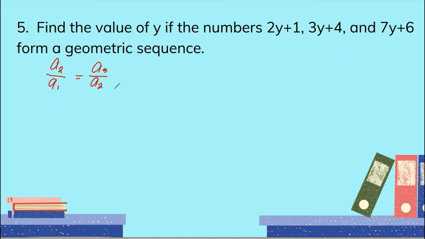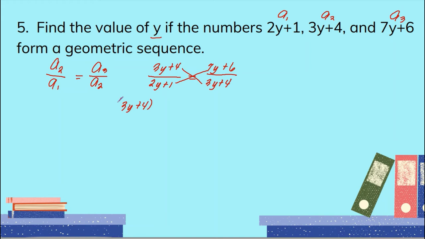So, paano natin isa-solve? Remember, this is a sub 1, a sub 2, and this is a sub 3. Diba? So, solve natin. A sub 2 mo ay 3y plus 4 divided by a sub 1, which is 2y plus 1 equals a sub 3 is 7y plus 6 divided by a sub 2, which is 3y plus 4. And then, after that, just cross-multiply. Yan, cross-multiply mo lang. Meron ka na 3y plus 4 times 3y plus 4 is equal to 7y plus 6 multiplied by 2y plus 1.